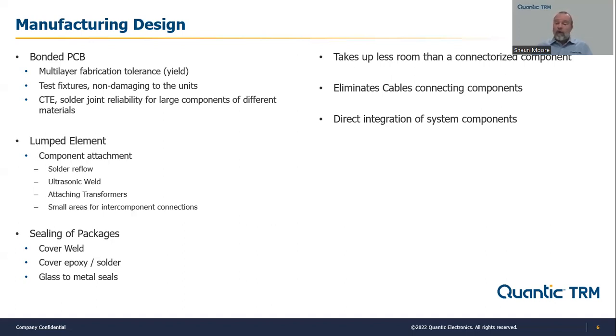I will say that there are quite a few advantages to going to a surface mount component as opposed to a connectorized component. They do take up less room than a connectorized component. You are eliminating the need for cables interconnecting these things, and you can have a more direct, more compact integration of your overall system of components. So there's a lot of really good advantages to why you want to do this. Just as you're doing it, you have to be careful of all these little trade-offs that are necessary along the way in order to make it happen.